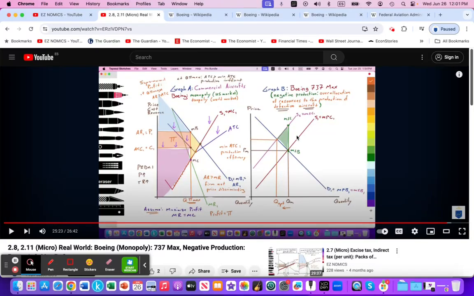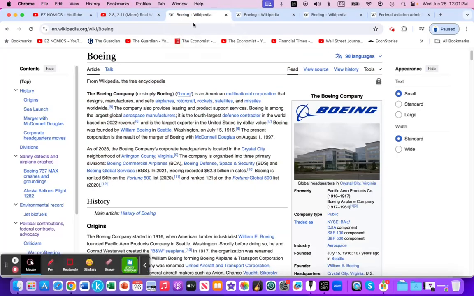So we can link it to negative production, in this case with Boeing. We can also link it to positive production. There's a previous video about Google investing in research and development, and that could be a form of positive production. And in this video, we're going to link it to asymmetric information, again using the example of Boeing.